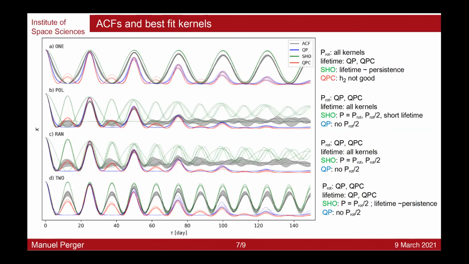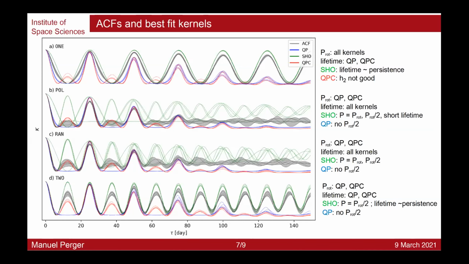So if we now take a look at how those Gaussian process kernels really extract the rotational period, we can see that the quasi-periodic kernel for every spot distribution model is able to extract the rotational period, whereas the harmonic oscillator gets distracted by the contribution at half the rotational period. And it goes so far for the 2 active longitude model that instead of the rotational period, it always catches half the rotational period. Similar things are true for the lifetime.